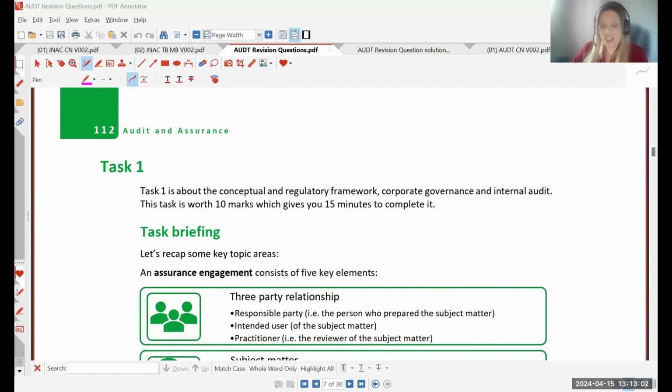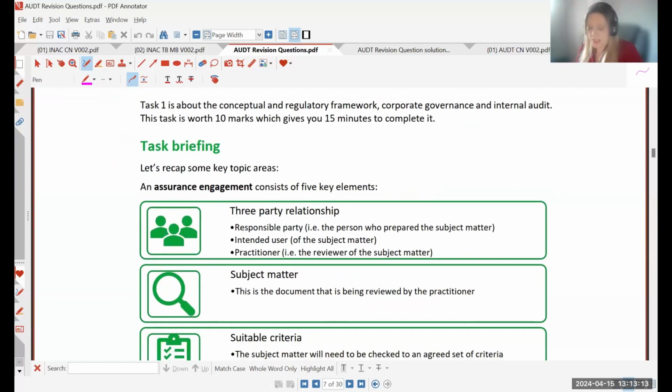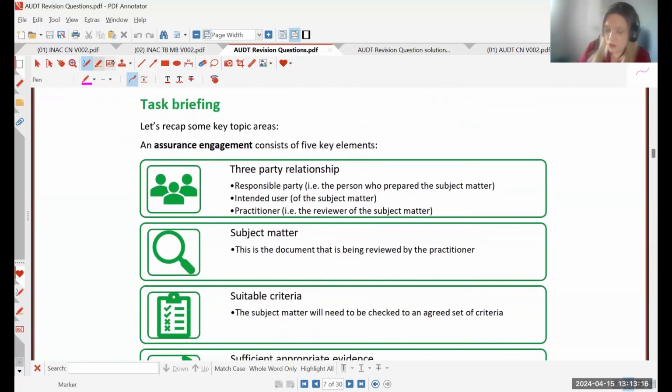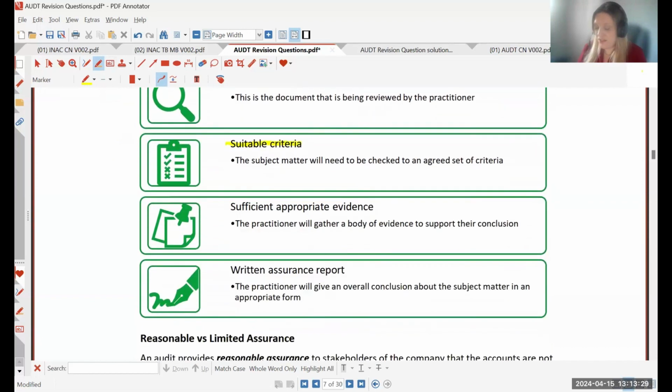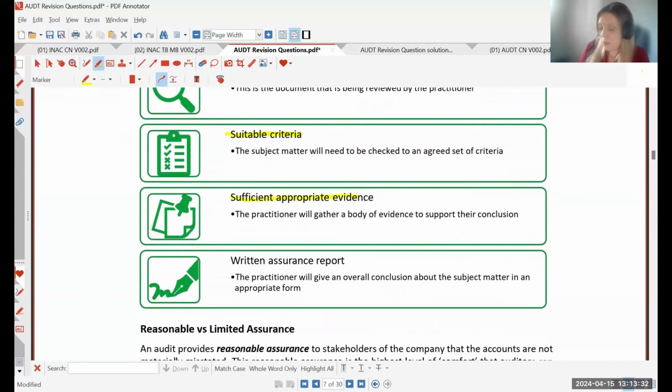And we're going to start off by actually looking at the task briefing that we have, because I think that details really well the areas that you need to be revising for this question. So it tells us here that we've got some key topic areas. You need to be familiar with an assurance engagement and the 5 key elements. So these are your 3-party relationship, your subject matter, your suitable criteria, sufficient appropriate evidence, and written assurance report. Any of these things could be questioned in this task 1, so you need to ensure that you're really confident with them.